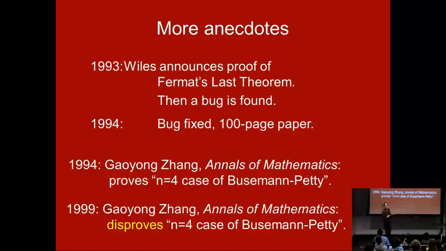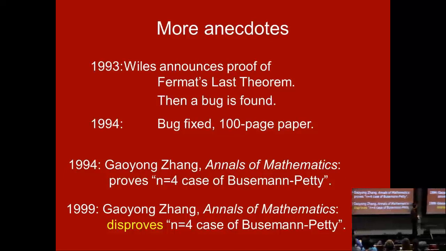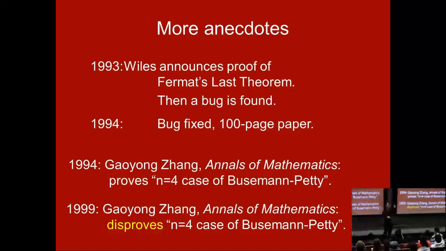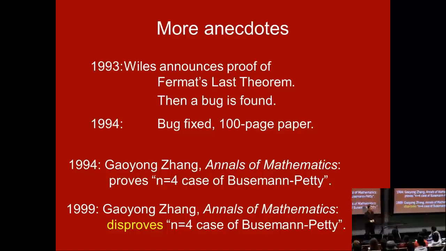You may guess from all these anecdotes that indeed there was a bug in his proof. It was pointed out by somebody else. So people started working on fixing it. And actually, this guy himself ultimately fixed the bug, and it turned out he was exactly wrong. The n equals 4 case was false. And he published that in the same journal. So it's pretty awesome that in this journal, in '94 they had theorem X, and then in '99 they have theorem negation of X.